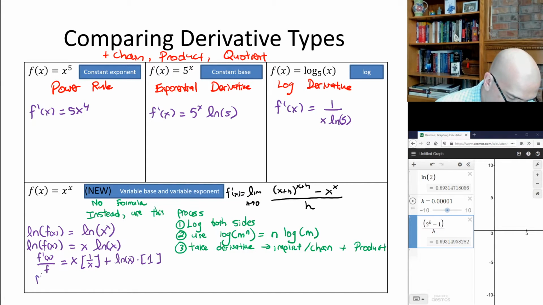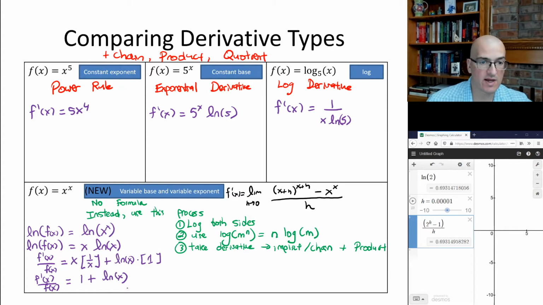And then I'll clean it up a little bit. f prime of x over f of x equals 1 plus the ln of x. So this one simplifies nicely, but it won't always do that.